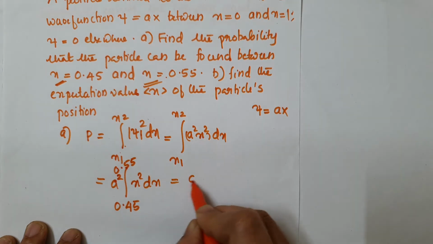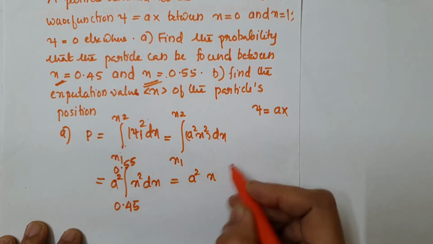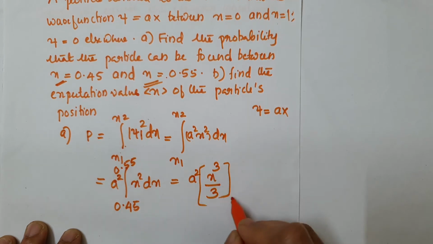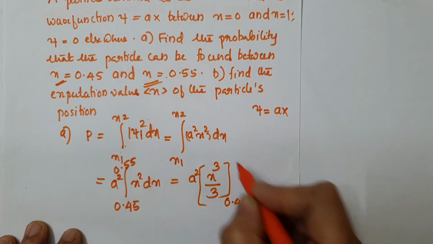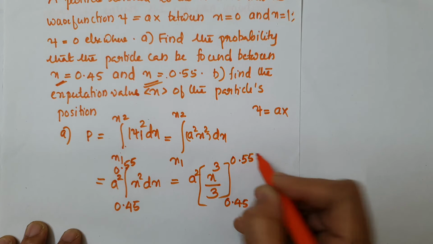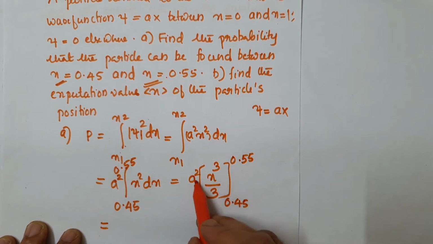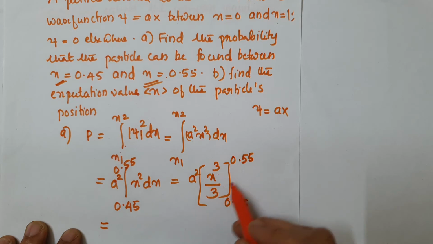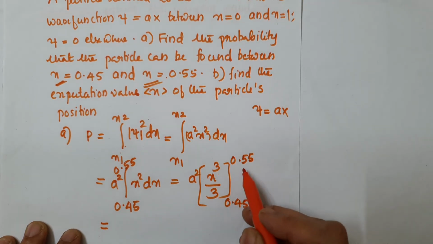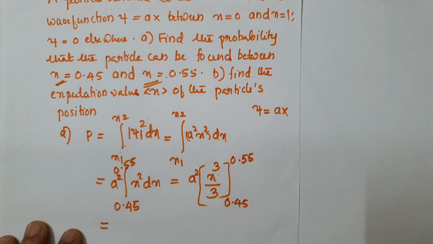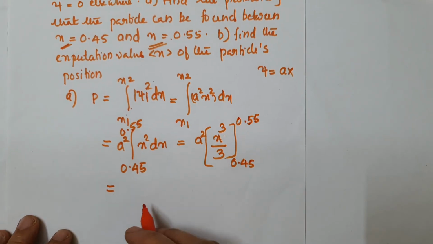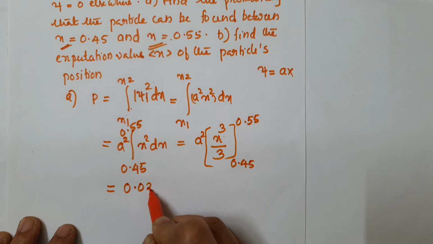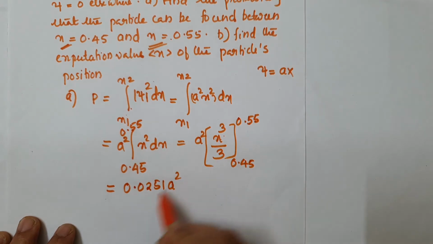The integral of x squared dx is x cubed by 3, within the limit 0.45 to 0.55. Substituting the values, a squared times 0.55 the whole cubed by 3 minus 0.45 the whole cubed by 3. And it will finally give a value of 0.0251 a squared. This is the value.